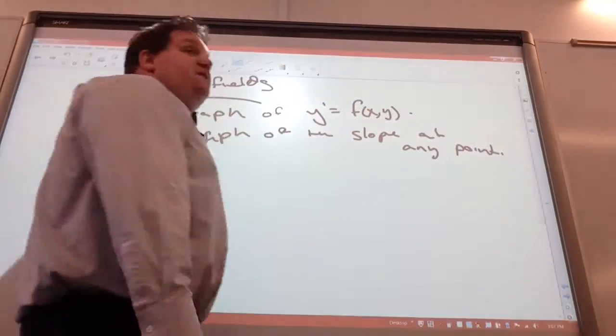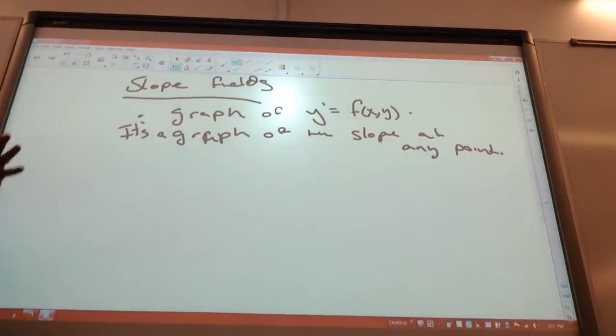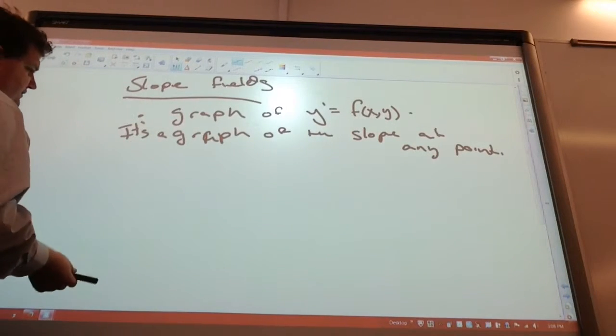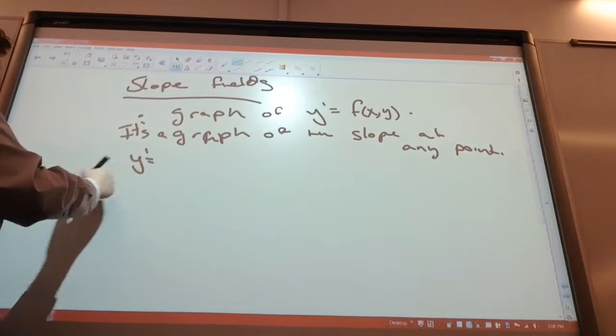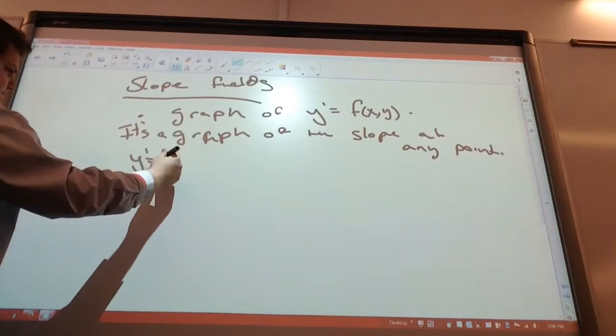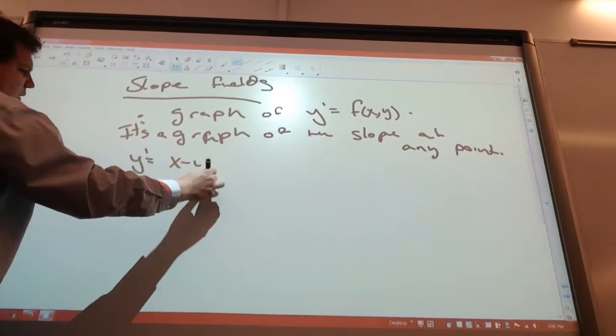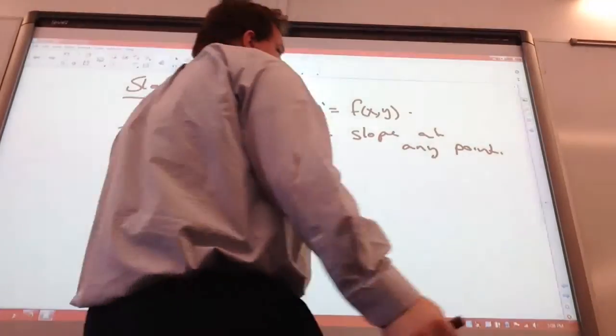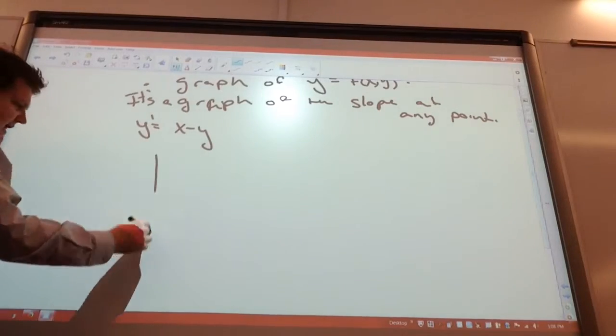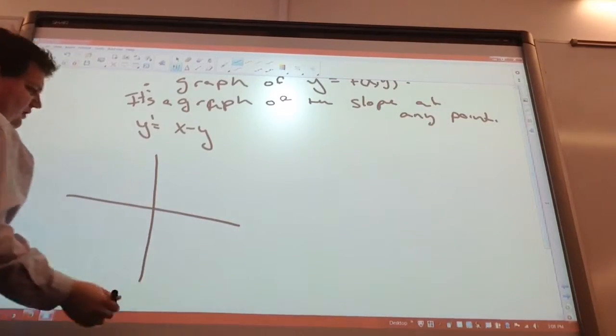So, this is not going to be a graph of a full curve or sketch. Instead, this is going to be just a representation of what the slope would look like for any given point. So, for example, if I had a differential equation such as y prime equals x minus y, the graph of this is essentially just going to be what the slope is doing at various locations.